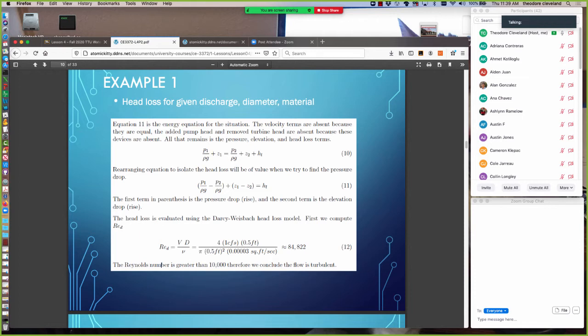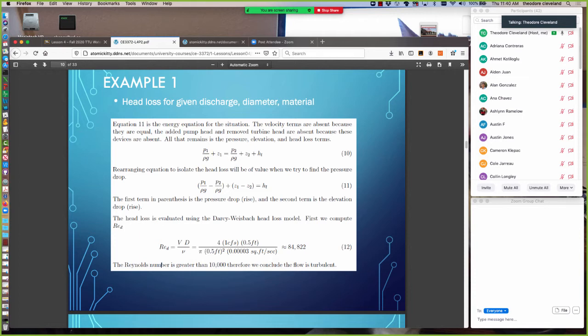So we rearrange that equation to isolate the head loss, and we find that P1 over gamma minus P2 over gamma, which is the change in pressure, plus Z1 minus Z2, which is the change in elevation, gives the head loss. And so finally, the head loss using the Darcy-Weisbach model is evaluated as follows.